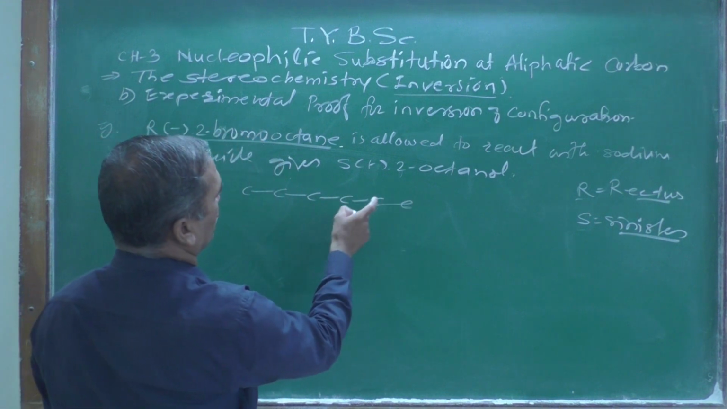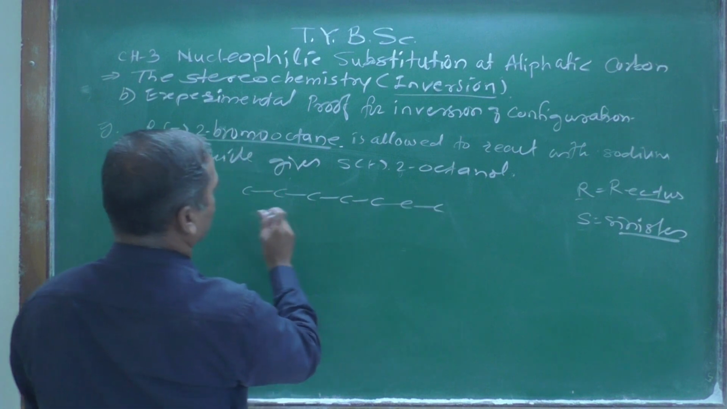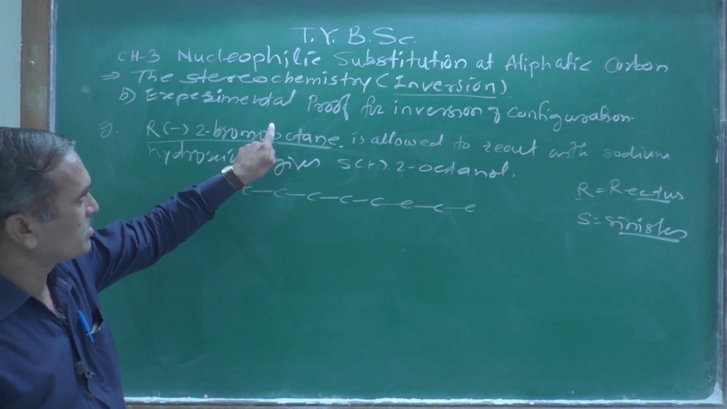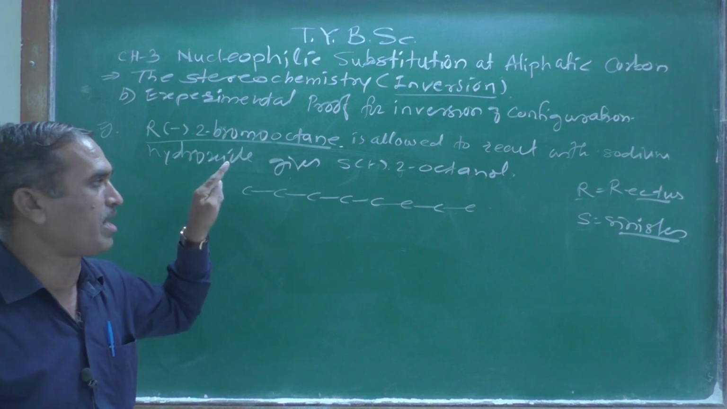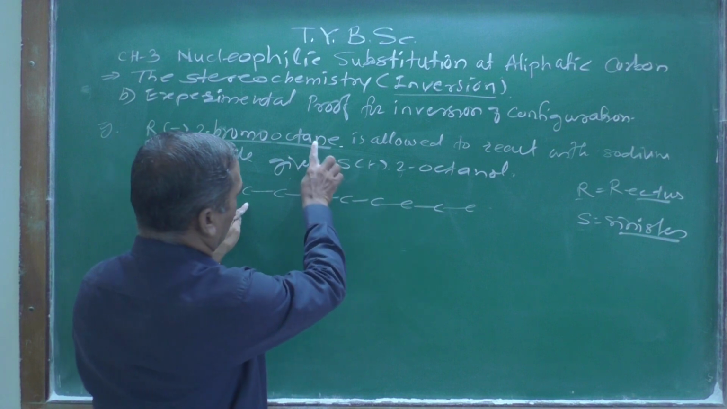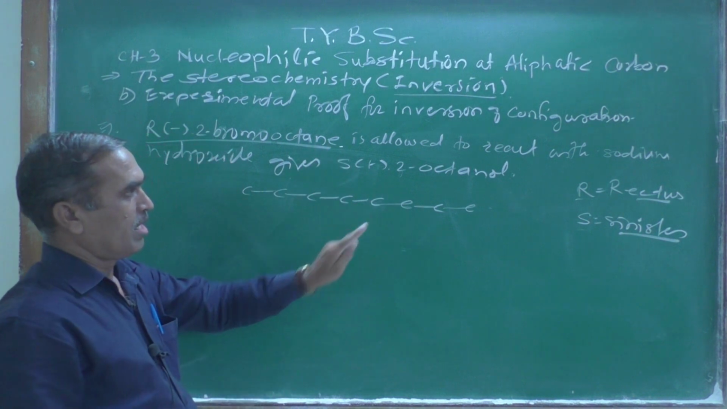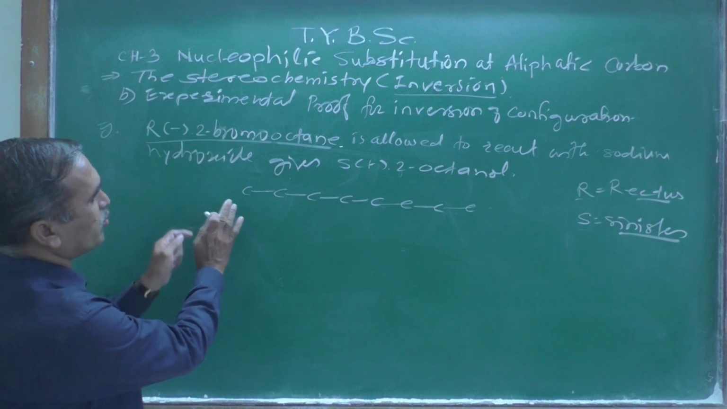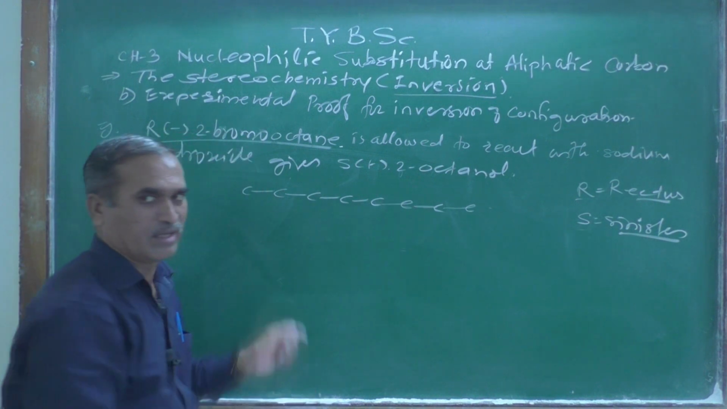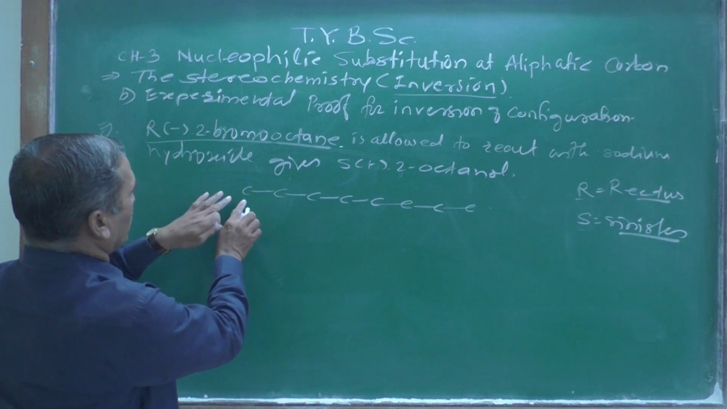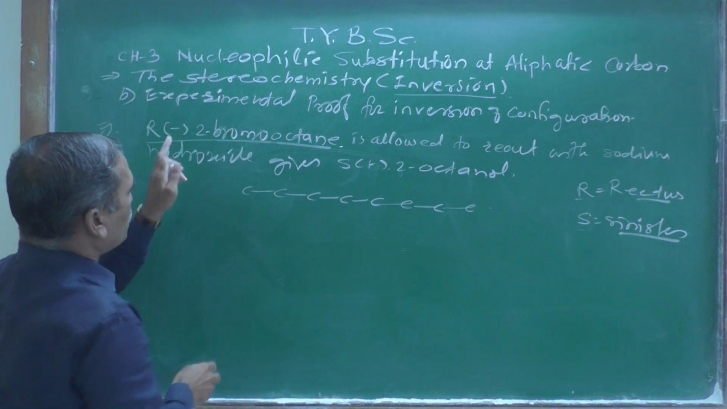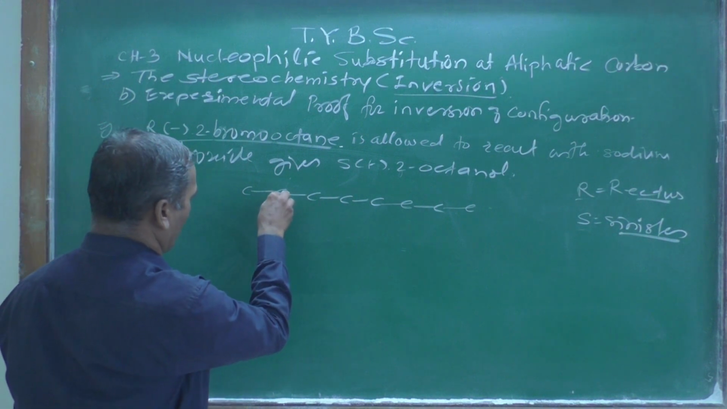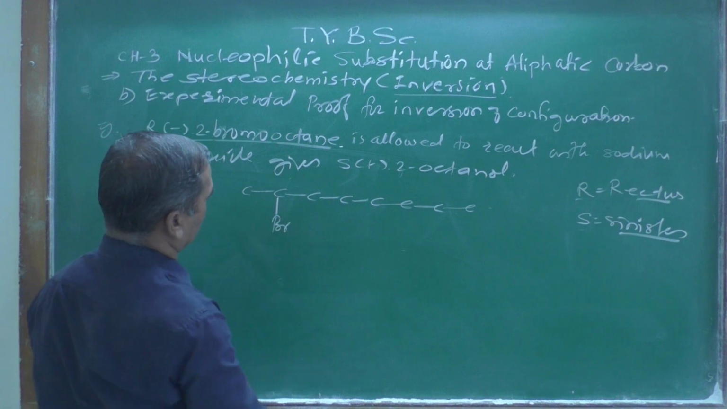1, 2, 3, 4, 5, 6, 7 and 8. Oct indicates eight carbon atoms in the straight chain. With the ending -ane, there will be no double bond, and therefore this is a straight chain. Now look at the 2 position. You can number from this side or this side, it doesn't matter, but here 2 indicates the position of the bromine atom, and therefore I am putting 2 at this position.